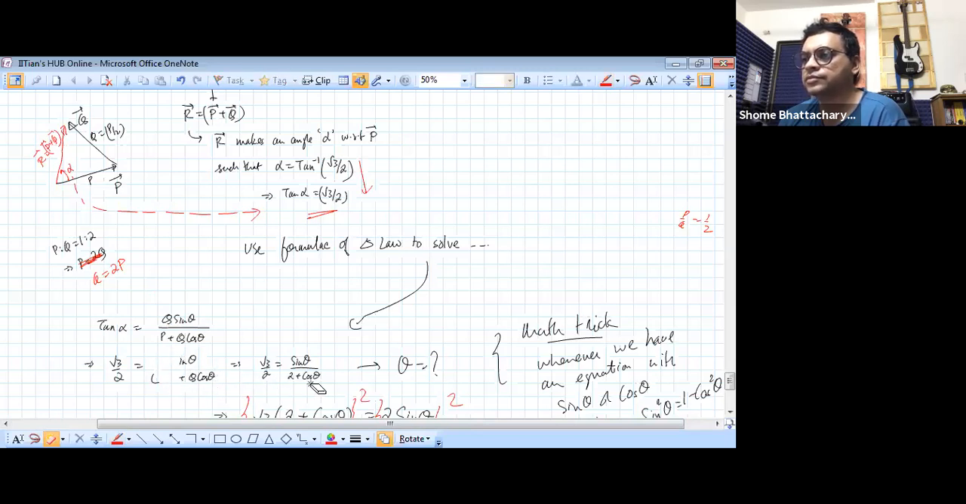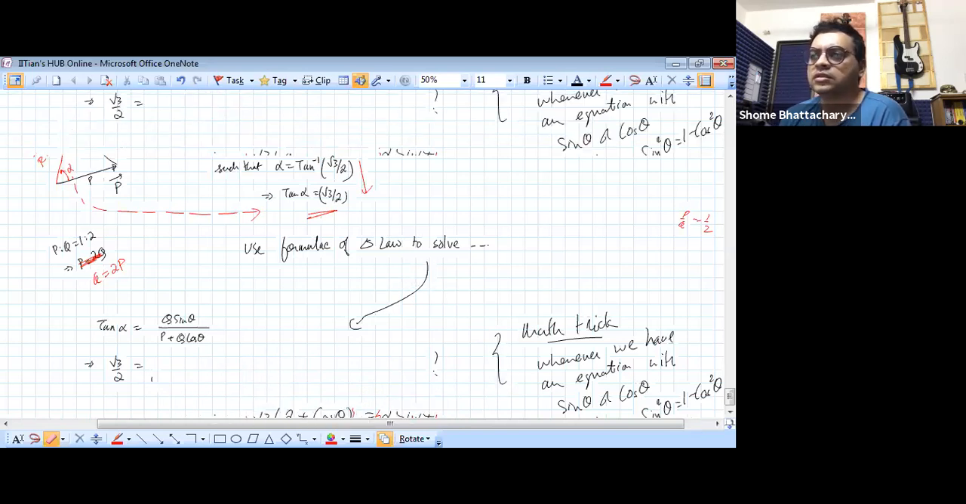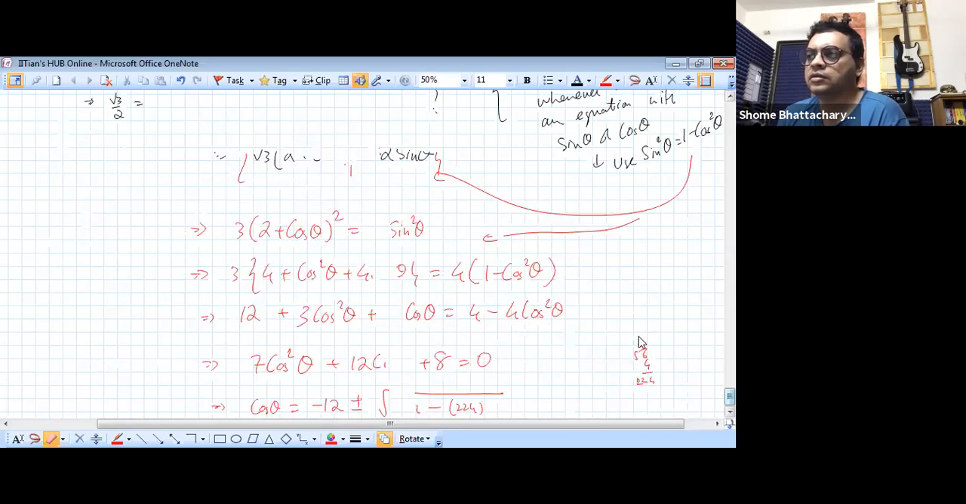Just redo this. Just make a note up to this step, then I'll come back to this. So you people clear up to this? So just redo these steps. You're getting some strange values because of that mistake.